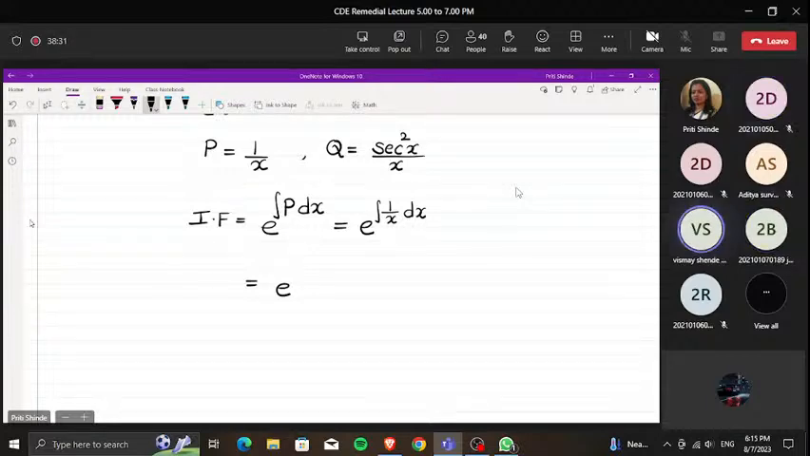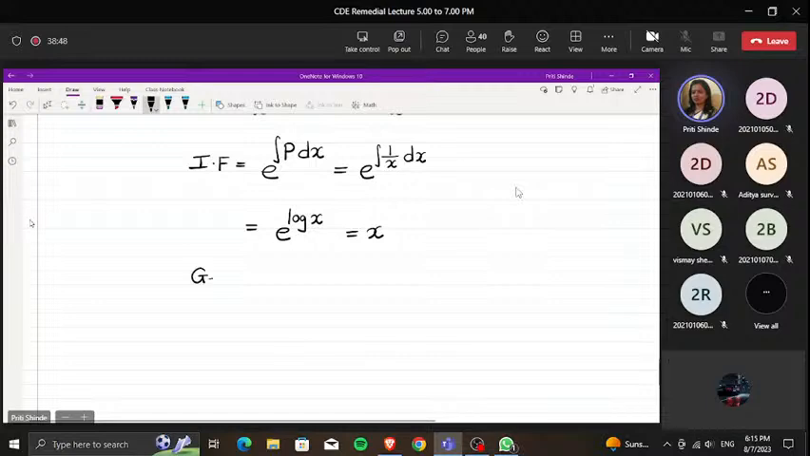Log x. Correct. It's log x. And what is e raised to log x? By using properties of log, e raised to log x is x only. So my integrating factor is x only. Okay. Now this is linear, so you can directly write down your general solution.